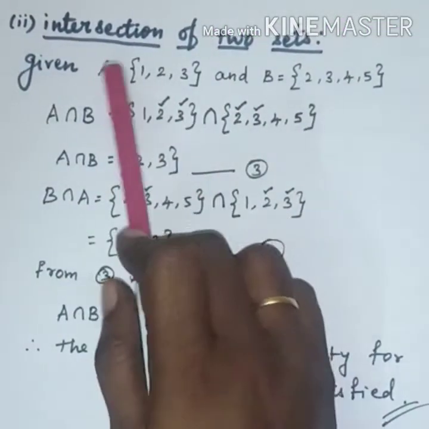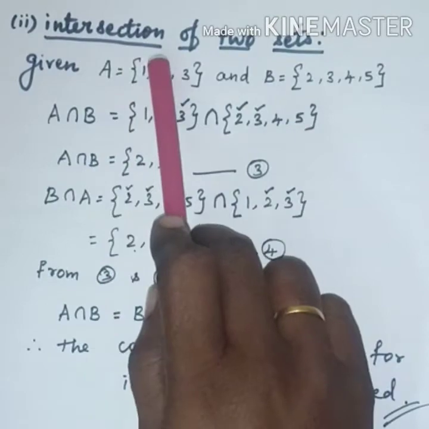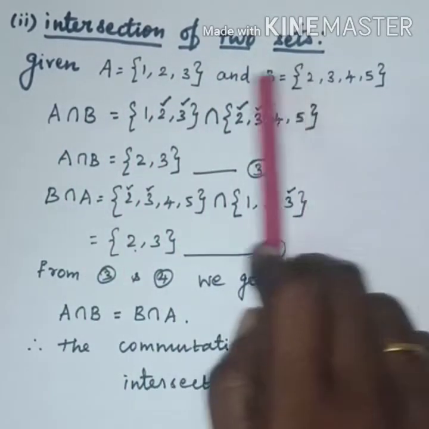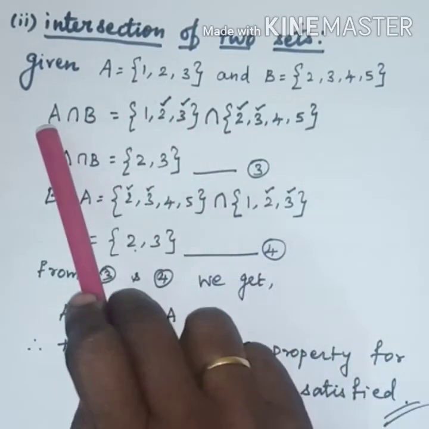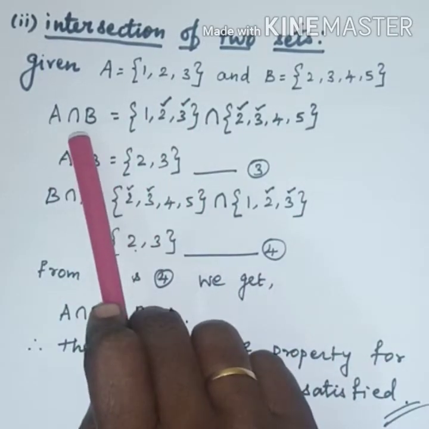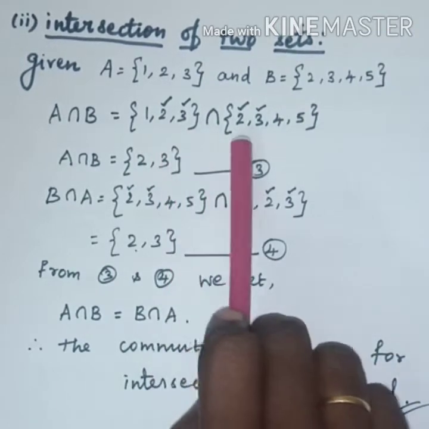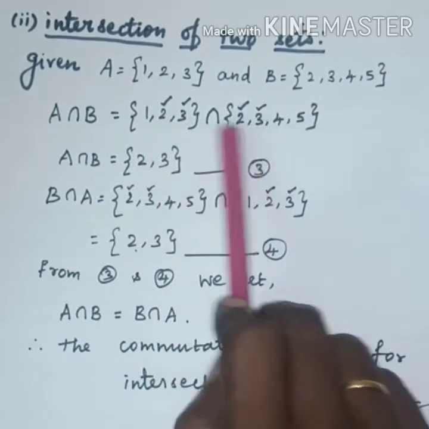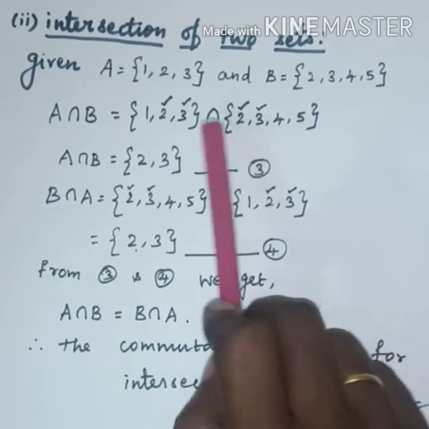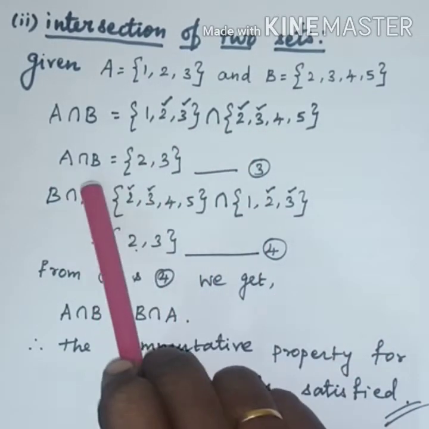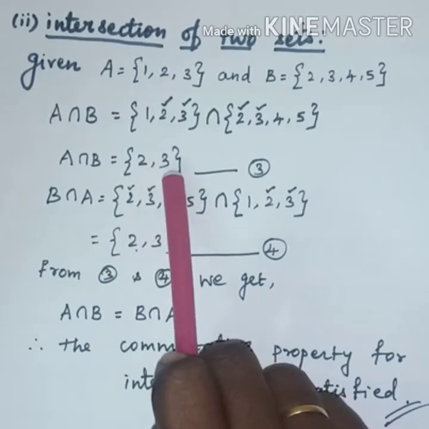Similarly, for the commutative property for intersection of two sets, we have to find the intersection of these two sets, A intersection B. Intersection means what? The common elements in both the sets. What are the common elements in both the sets? 2 and 3 are the common elements in both the sets. We have to find the common elements and put them here. A intersection B is equal to {2, 3}.